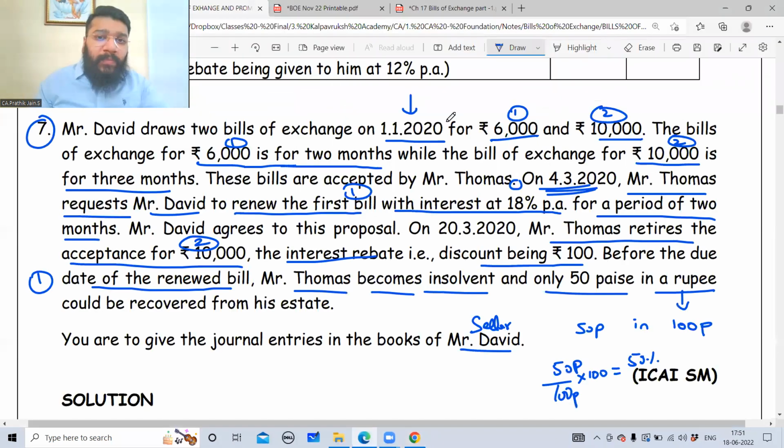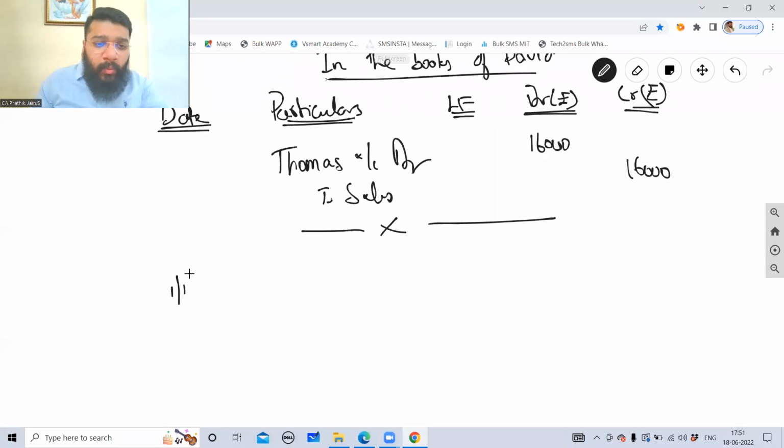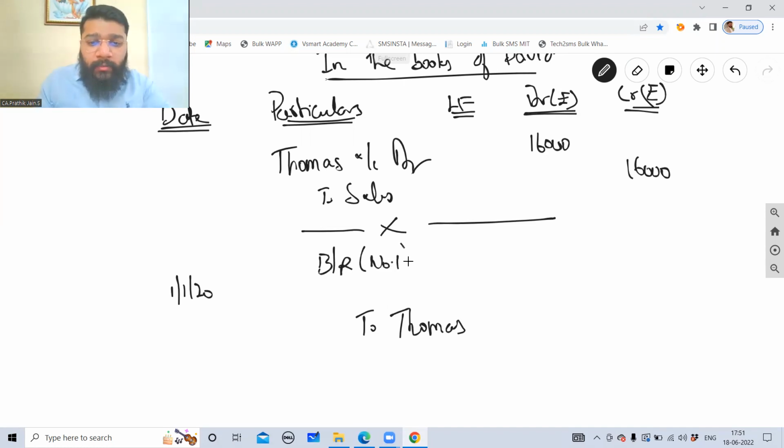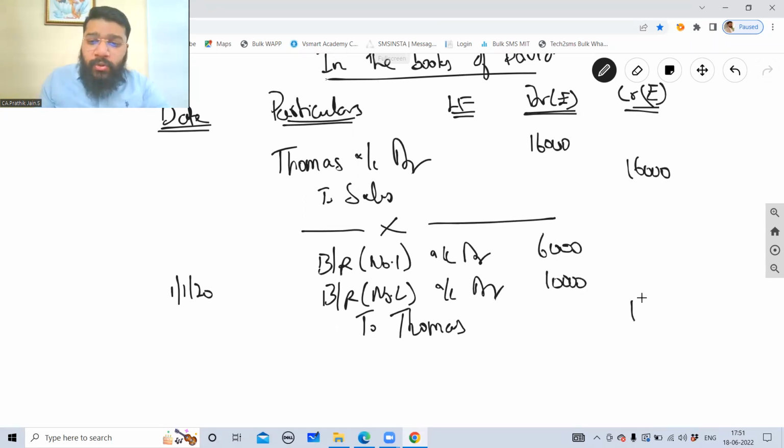Now, guys, the bill has been drawn, which means on the same date it has been accepted, as an assumption, because no other acceptance date is given. So on 1/1/2020, we reverse the unsecured debtor by giving a credit, and we create a secured asset. So bills receivable number 1 account debit, bills receivable number 2 account debit. The first bill is worth 6,000 rupees. The second bill is worth 10,000 rupees. So total reversal is 16,000.